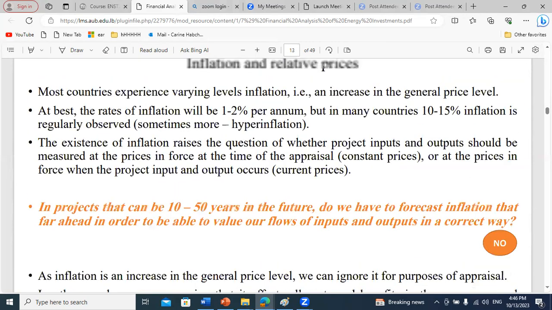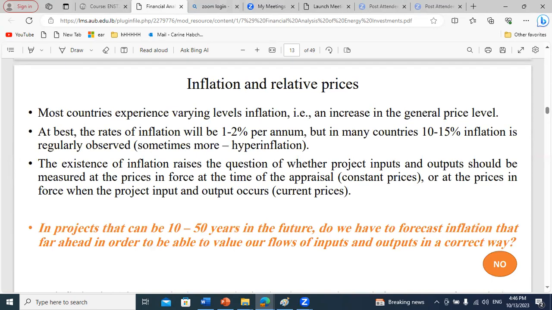Now, what about inflation and relative prices? We know that most countries will experience a varying level of inflation and an increase in the general price level. Sometimes for some countries, inflation can reach 10 to 15%, in case we have hyperinflation or some periods that are of high risk in the country. For example, in Lebanon, the inflation is much larger. So it depends on the country if we have stability or not.